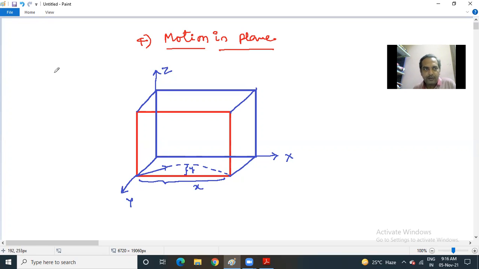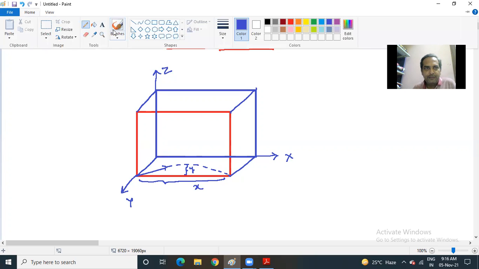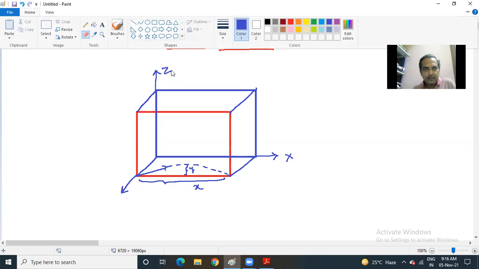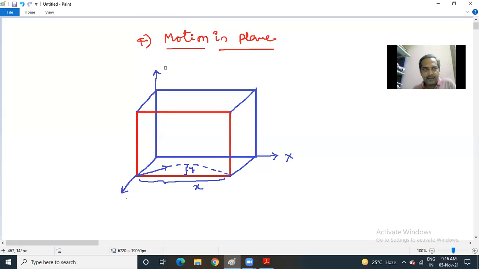Suppose you take this one as z-axis, and this one as y-axis. Now this is y-axis, this is z-axis. Suppose a particle is thrown like this. The particle moves like this and finally reaches here. So there is simultaneous change in the coordinates along the y and z axes.